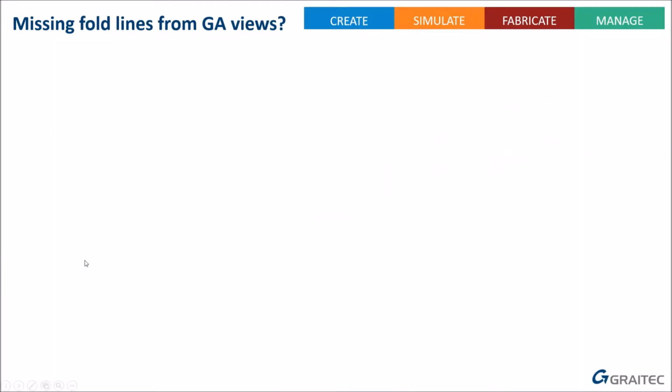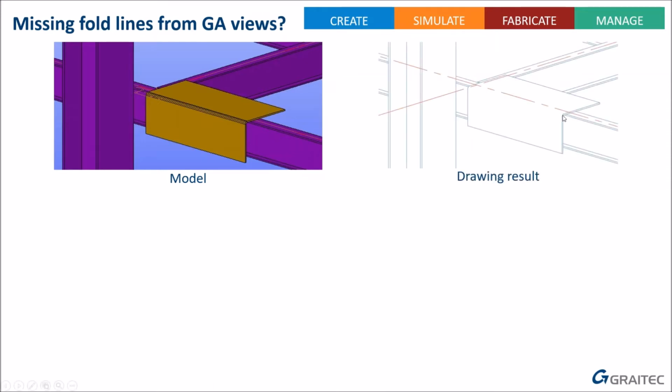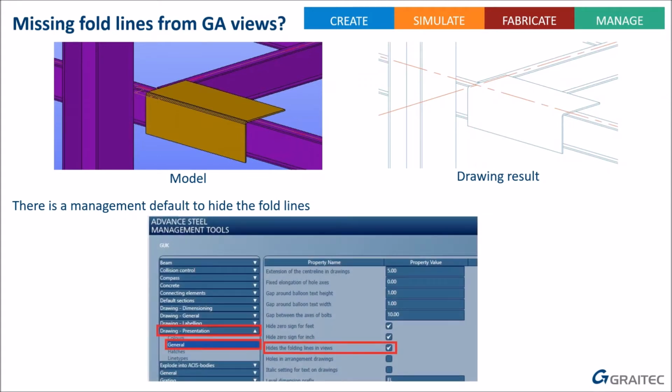The next one we're going to look at is, why do we have missing fold lines? We've got a folded plate on our steel beam, but when we run the drawing, we don't have the fold lines as we do in the model. We won't get all of them, but we just need something in there to show the guys on site, and the guys approving it, that that is a folded plate. Again, that is a management default to hide the fold lines. It's drawing presentation general, and then you've got the option for hides the fold lines.